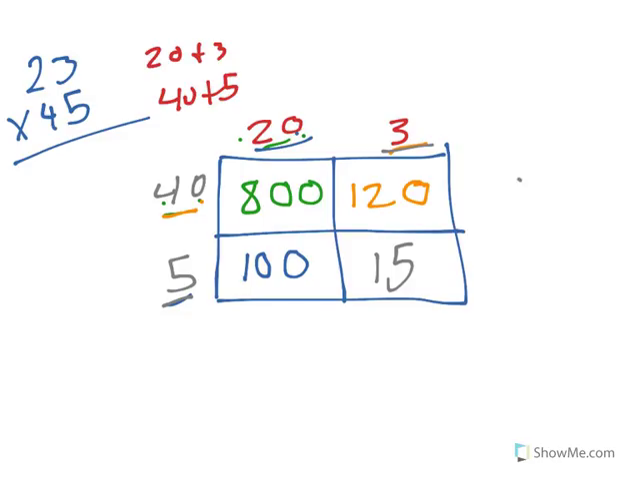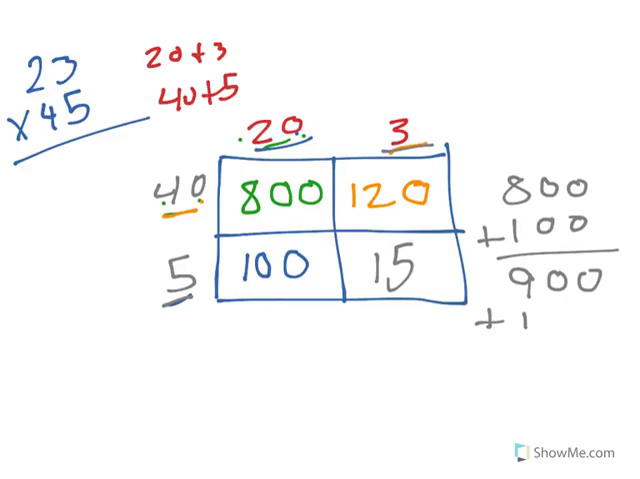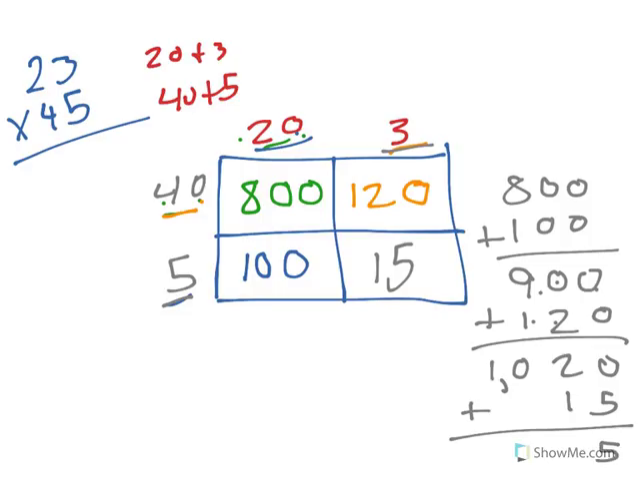I'm going to start with 800 plus 100 makes 900. 900 plus 120. 0 plus 0 is 0. 0 plus 2 is 2. 9 plus 1 is 10. 1020. Finally, I add 15. 5 plus 0 is 5. 2 plus 1 is 3. I bring down the 0 and the 1, leaving me with 1035.